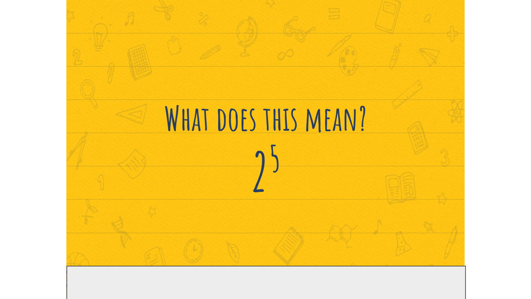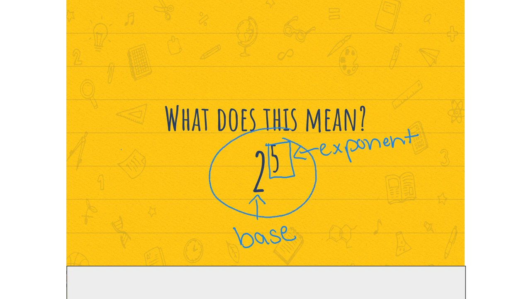So 5, let's start with easy. What is 5 in this case? 5 would be the exponent. Good job. So we have the exponent, and then 2, that would be what? 2 is called the base. And together, this whole thing would be called the term.